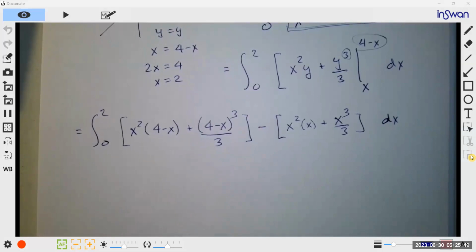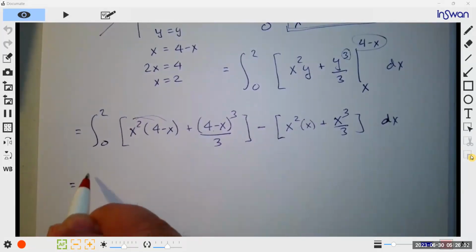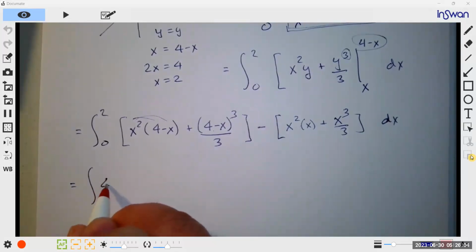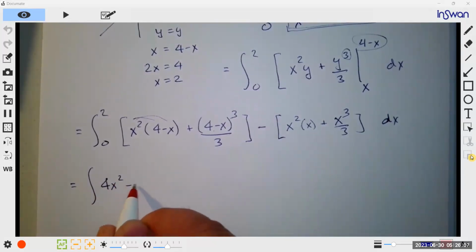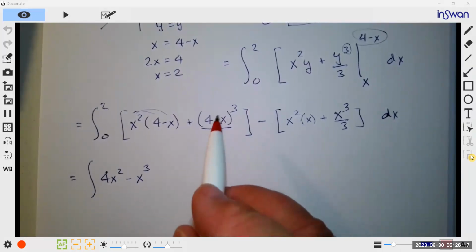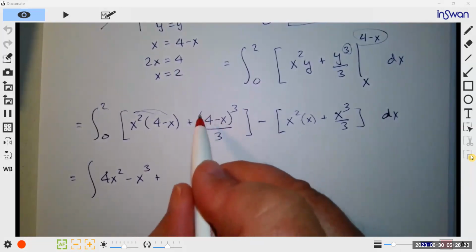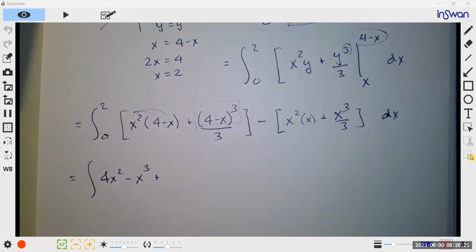All right. Now comes the hard part, because of this: x squared minus x cubed. I'm going to look at this one on a side note here.